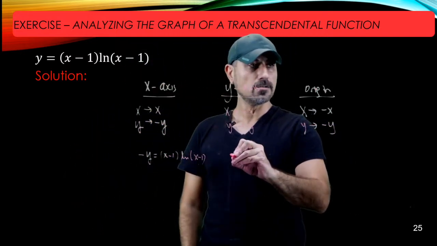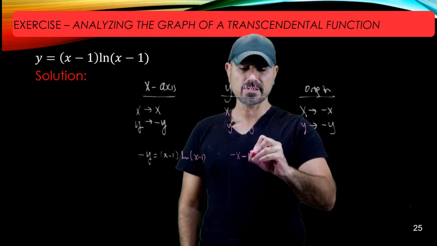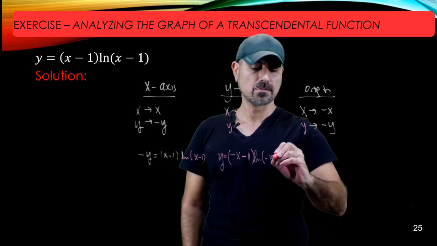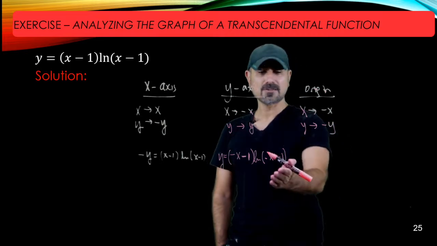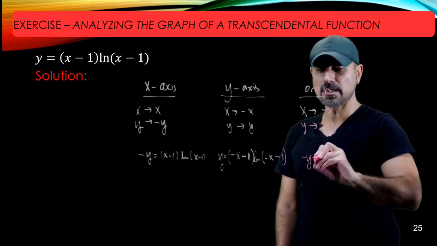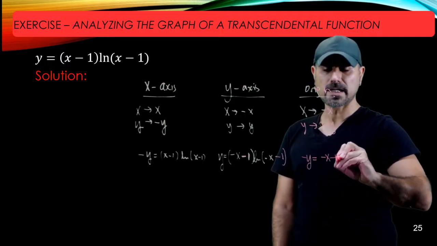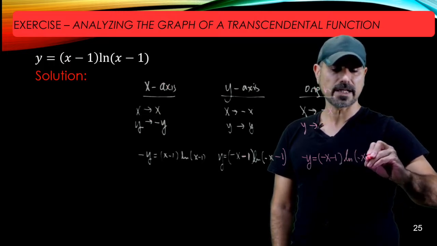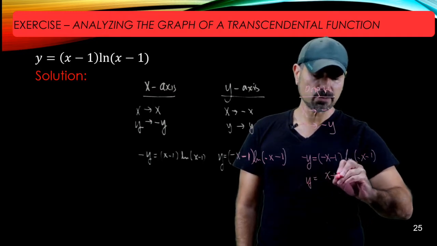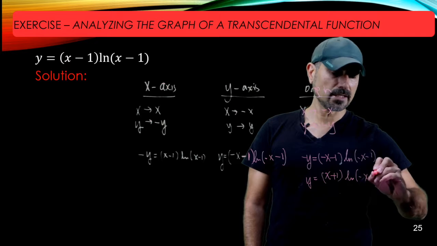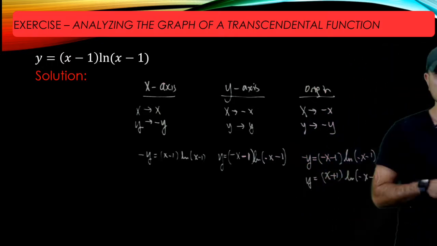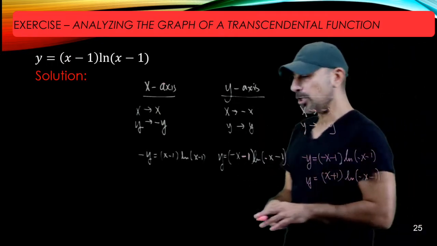Let's check x equals negative x and y equals y. And in fact, this function has nothing to do with the function that we start with. And same as for this one, minus y equals (minus x minus 1) ln of (minus x minus 1). You can even cancel out the minuses here. So you have (x plus 1) ln of (negative x negative 1). But again, this has nothing to do with the original function. So we're talking about no symmetry with respect to the x-axis, y-axis, nor the origin.